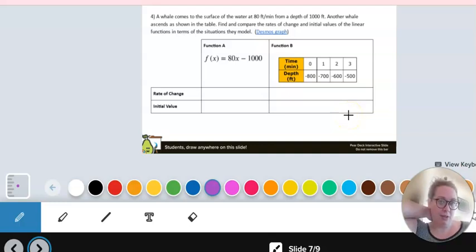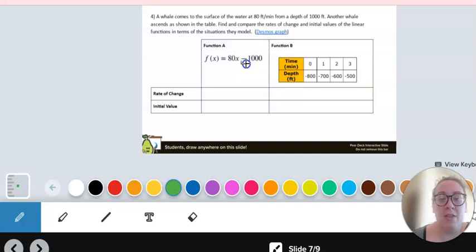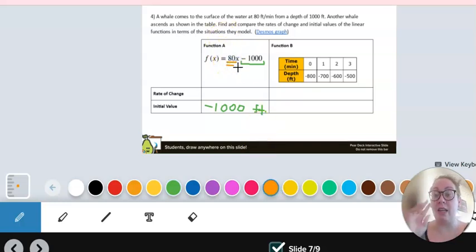A whale comes to the surface of the water, cool, at 80 feet per minute from a depth of 1,000. So now our y-intercept is negative because it's below sea level. That initial value is -1,000 feet. And it's coming up. Our rate is positive because it's increasing, getting closer to 0, or closer to sea level, at 80 feet per minute. Great.